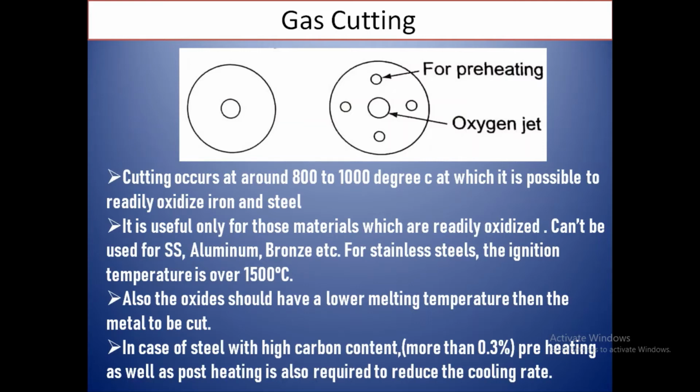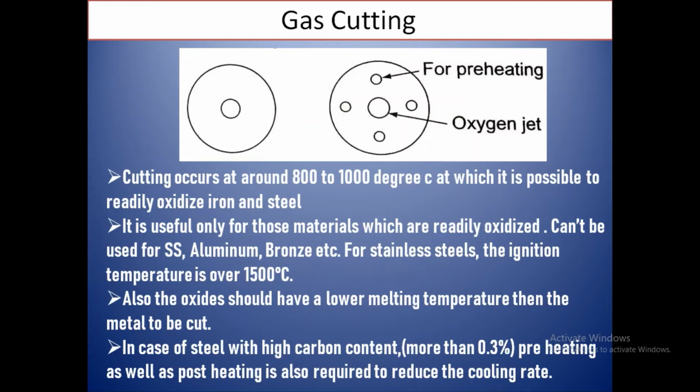The cutting is on the basis of oxidation of metals. As we know, iron oxidizes very easily to iron oxide. With that principle, the oxygen jet oxidizes the metal and the cutting occurs. So if the metal is readily oxidized, then this kind of process can be easily used.